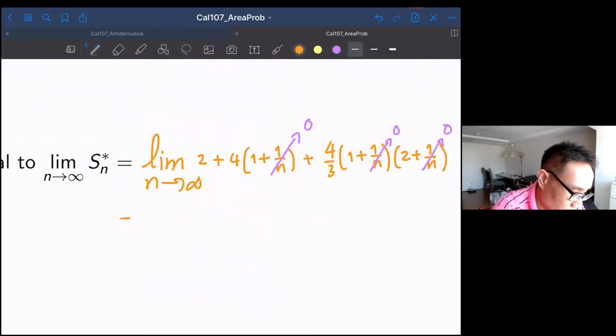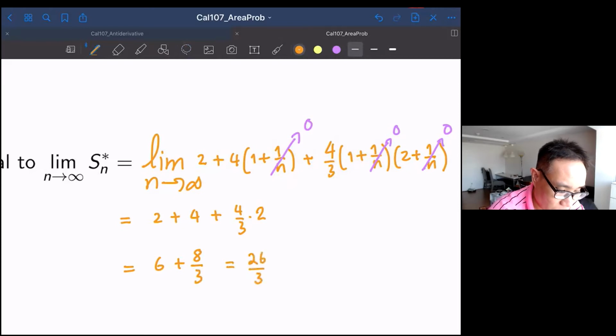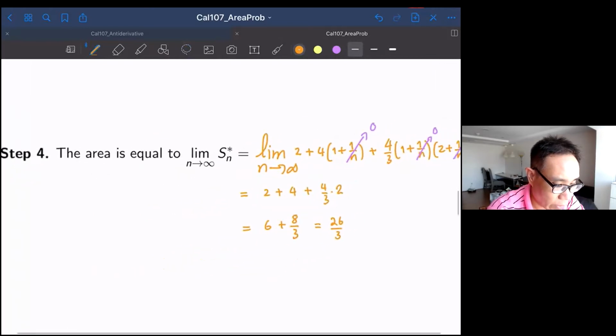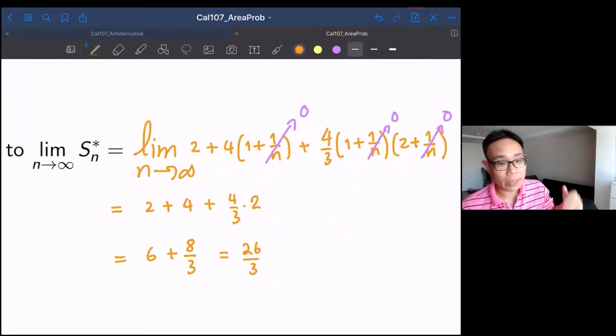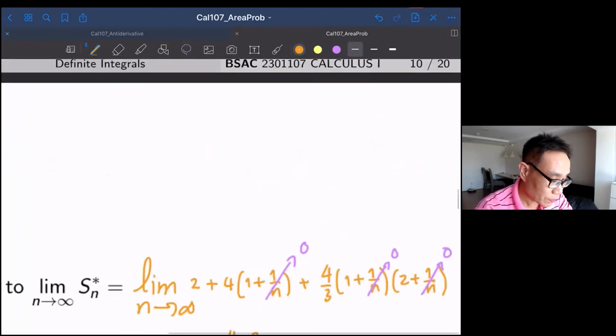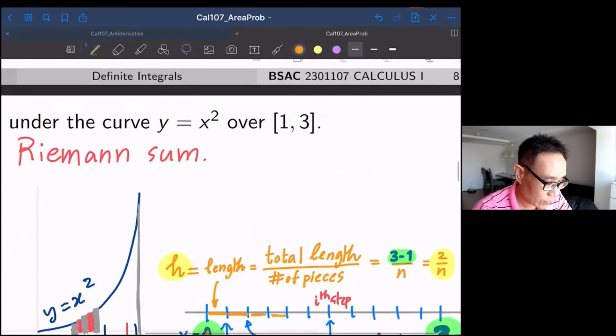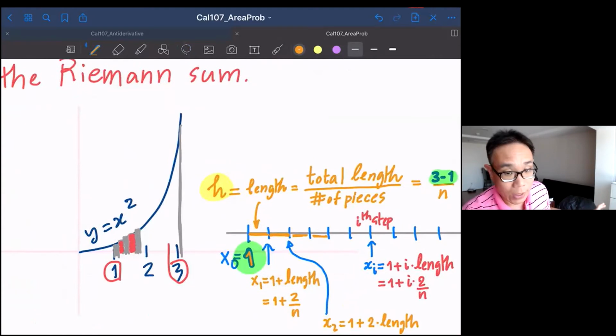So this one will be 2 plus 4 plus 4 thirds, times 2. So you get 6 plus 8 over 3, equal to 26 over 3. So this is the area that you have. This will be the area of the parabola over the interval from 1 to 3. So this will be the area that you have here.